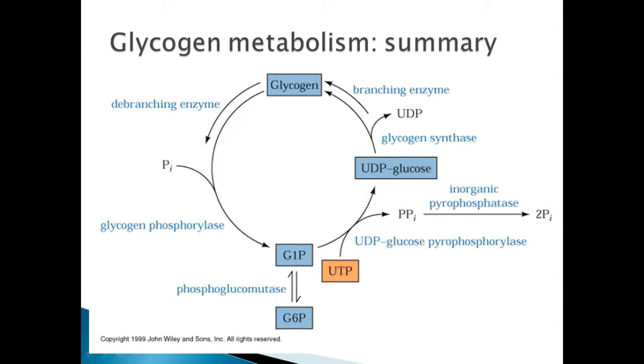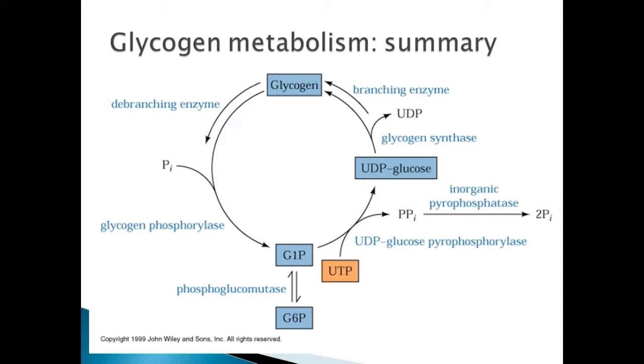So we can then look at a brief summary of glycogen metabolism now that we have information both of how glycogen is made and how it is broken down. We start here with glucose 6-phosphate, and we will see that the phosphoglucomutase enzyme can either turn glucose 6-phosphate into glucose 1-phosphate, or of course it can turn glucose 1-phosphate into glucose 6-phosphate. And this is basically directed by what the energy needs of the cell are.